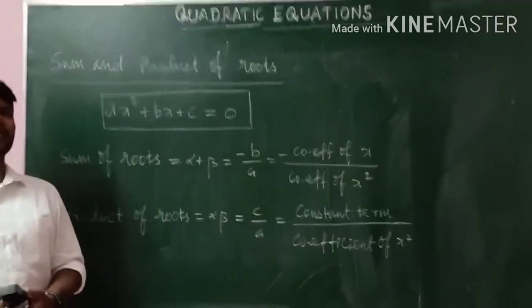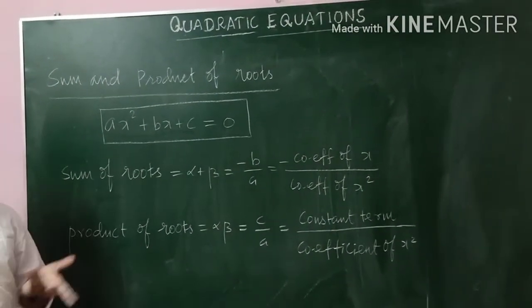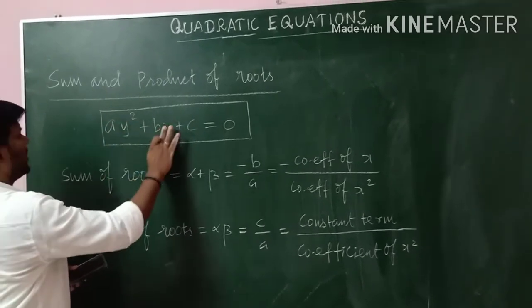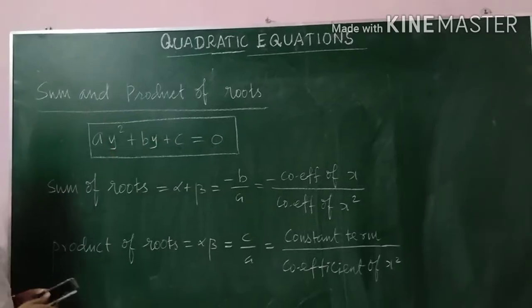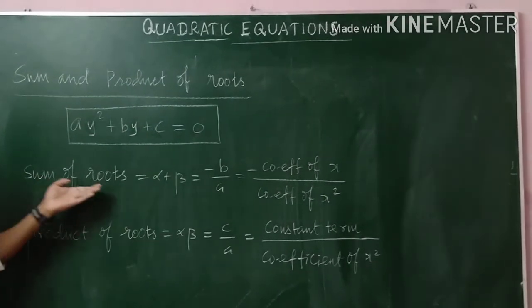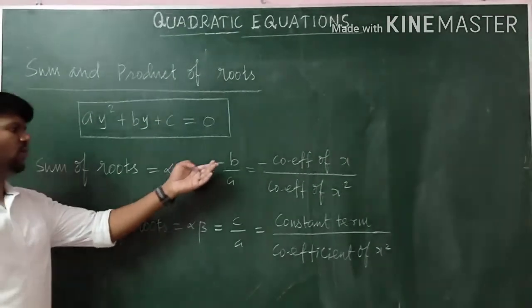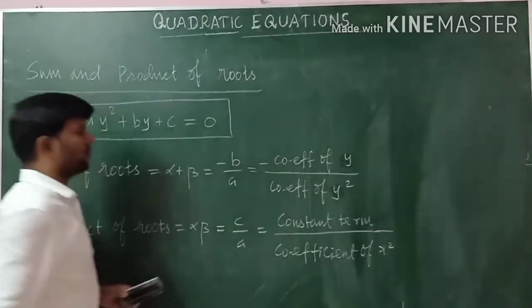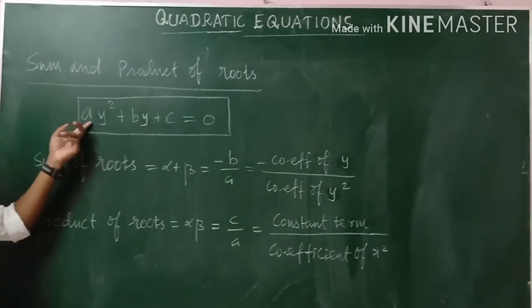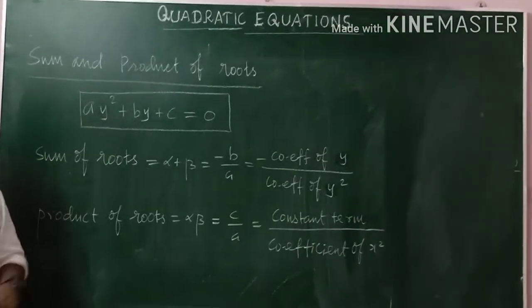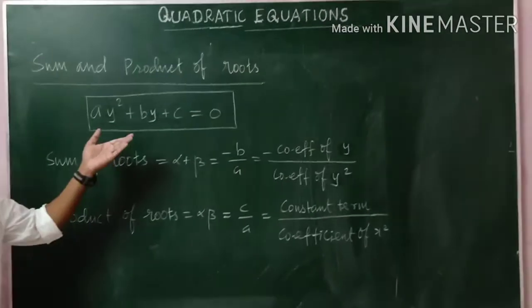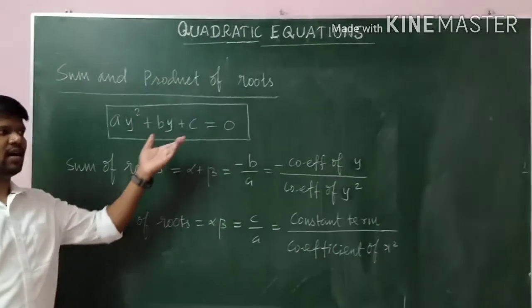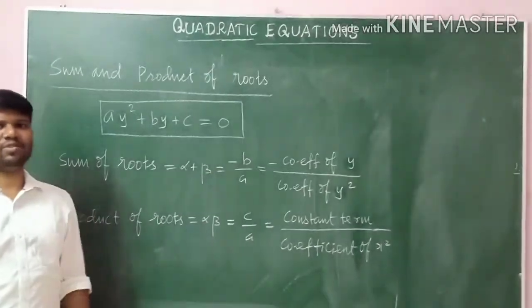Suppose the given quadratic equation is in the variable x, sometimes the variable may be changed to y. So a y² + by + c. At that time, what is the sum of roots? Alpha plus beta equals minus b by a, that is, the coefficient of y and the coefficient of y². Here a is the coefficient of y² and b is the coefficient of y. Don't expect that all the time they will give the same variable x. Sometimes y, sometimes a, sometimes b also they can give.